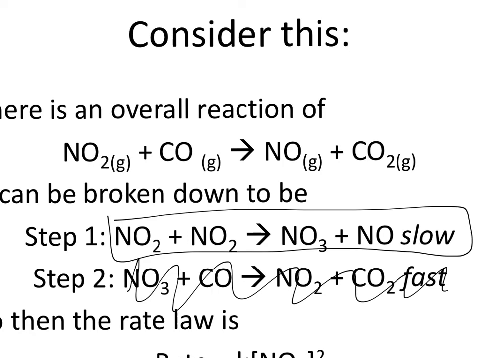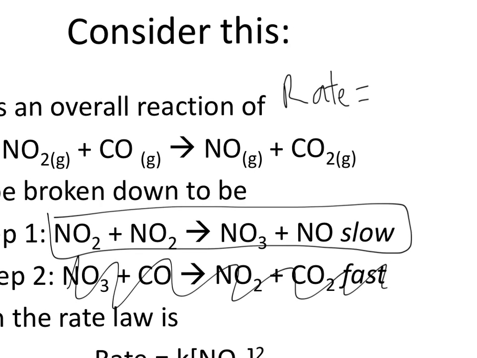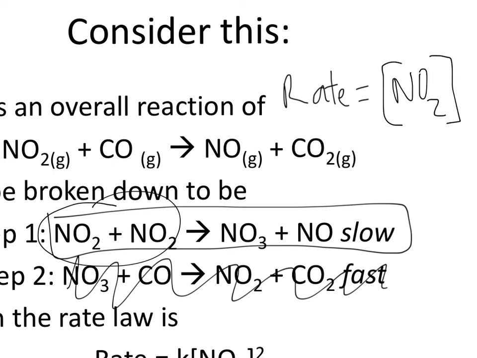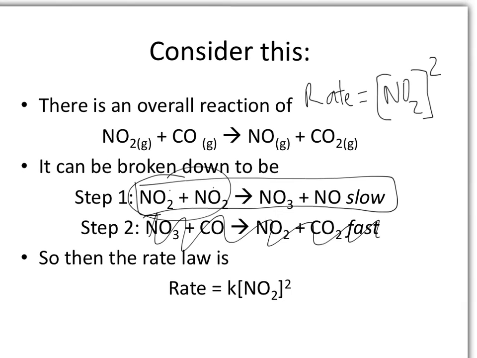And what happens is, we have our rate, and it's equal to the concentration of the reactants in our slow step, so NO2, and then however many of them we have. So we have 2 NO2s here, so this would be our rate law. And if we look at the answer down here, of course we need our little k in there as well, since that is our rate constant.